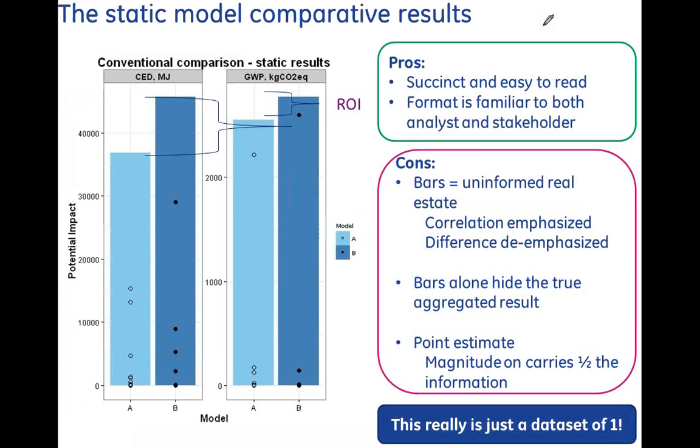Okay, so I have my comparative model, and how familiar is this plot? This plot should be very familiar. This is basically the ubiquitous bar plot with a little bit of enhancement because I want to draw some points. And what do we see? Some of the pros, as you can see outlined on the right, are that they're succinct, easily readable, and people are familiar with them, so people tend to use them quite a bit.